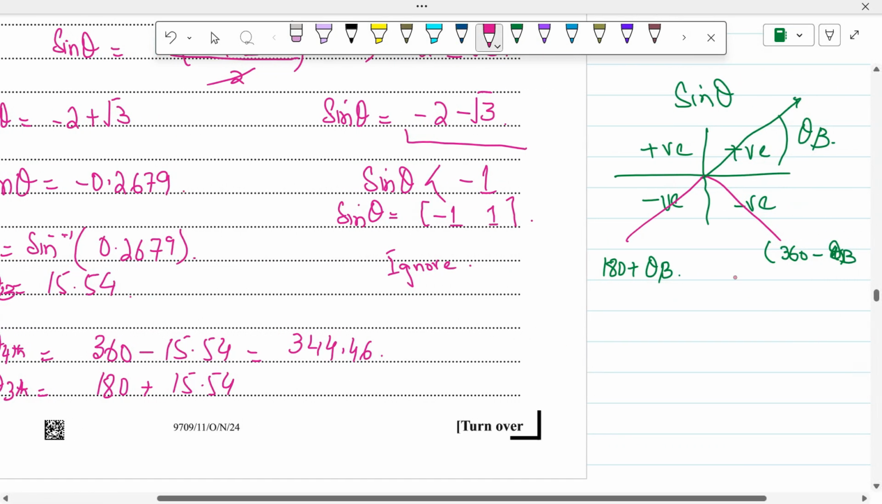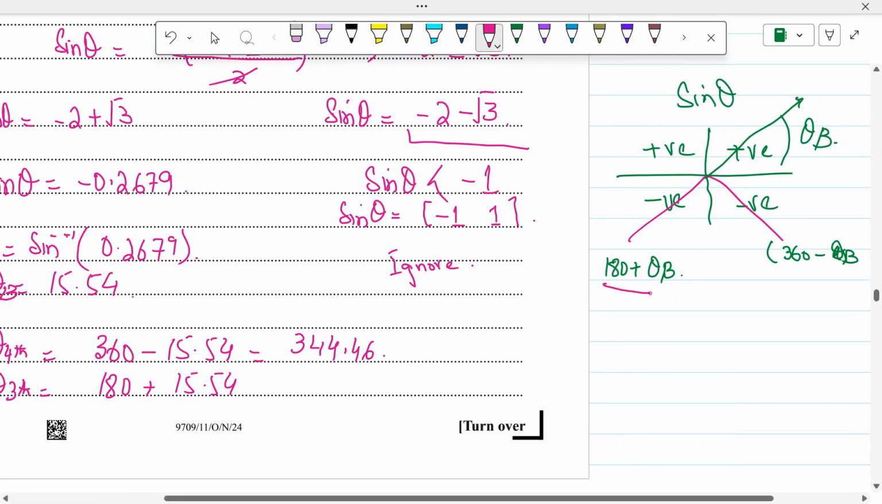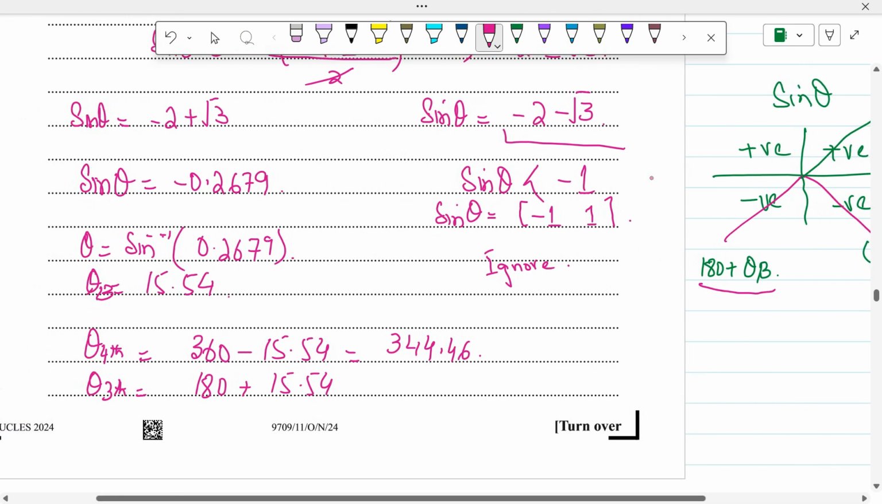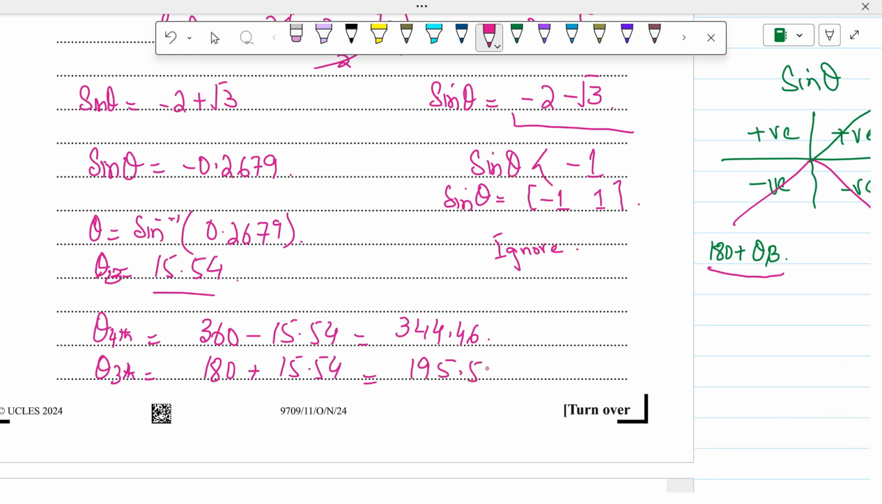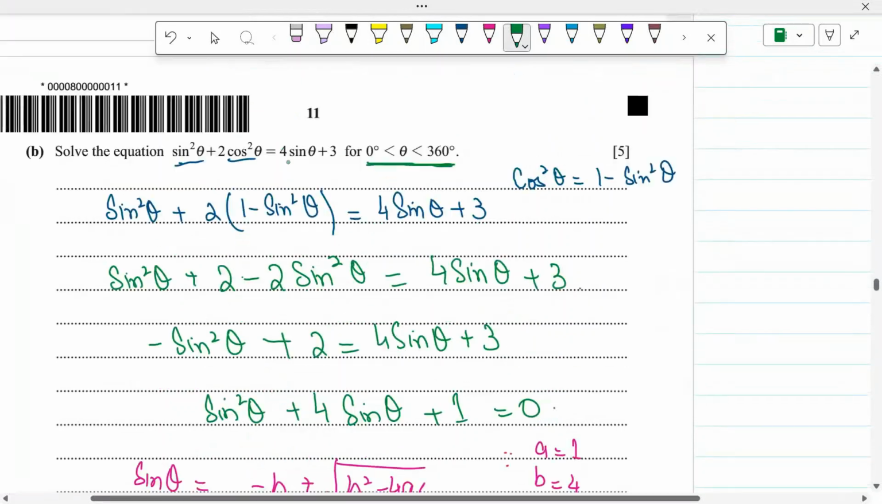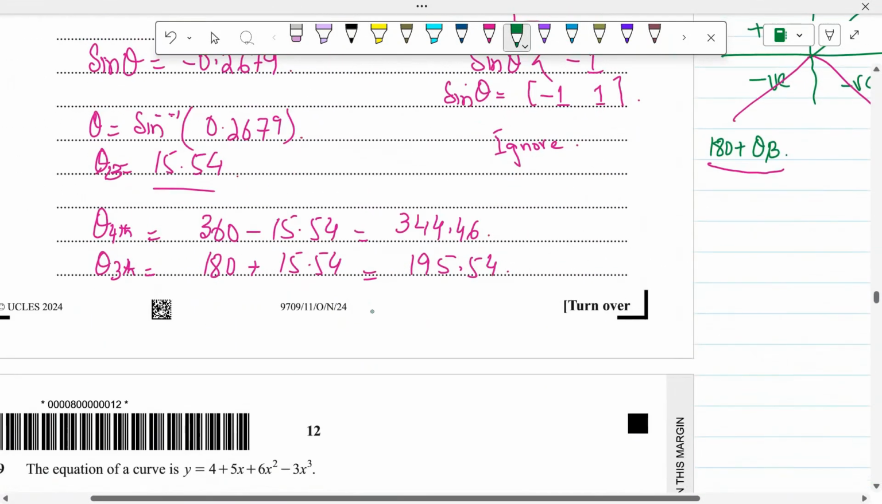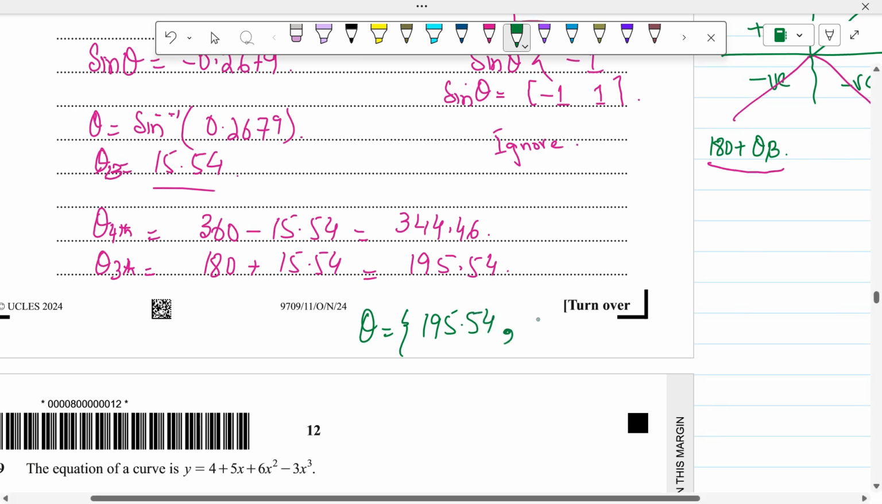On the other side, the angle in the third quadrant is equal to 180 plus 15.54, because I just told you that for the third quadrant, we add 180 to the base angle. We already have the base angle, so we just added 180. So this is equal to 195.54. We have solved the given equation. So theta is equal to 195.54, and the other angle is 344.46.